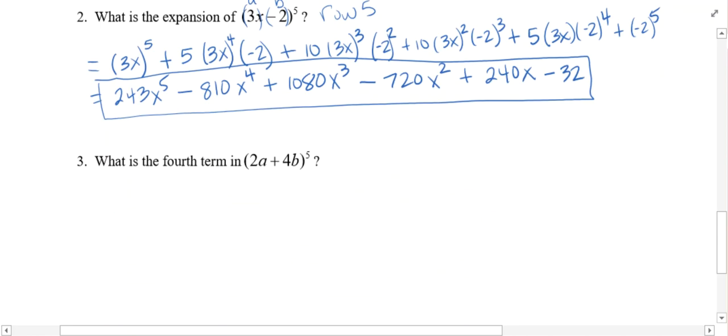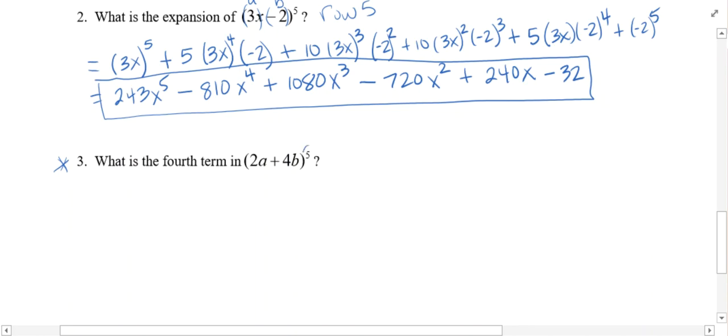One of the questions, we'll see 2 types of questions. What's the expansion of? And you're going to have to work it all out. This is the other type of question that you'll see. What is the 4th term? So you don't need to write all of it. They just want the 4th term in 2a plus 4b to the 5th power.